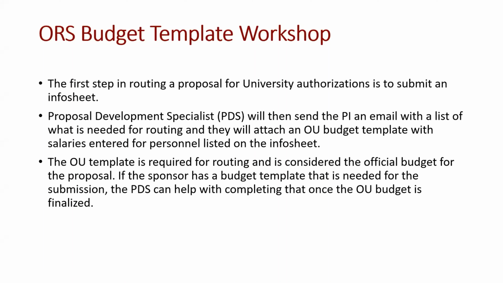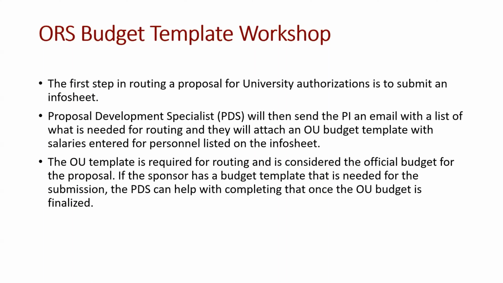The first step in routing any proposal is to submit an info sheet, which can be found on the VPRP website. Our office receives the copy of the info sheet through email, and a proposal development specialist is assigned to the proposal. A PI will normally work with the same PDS, but sometimes if the PDS has a lot going on, or if they're going to be on vacation when the proposal's due, then the proposal might get assigned to a different PDS.